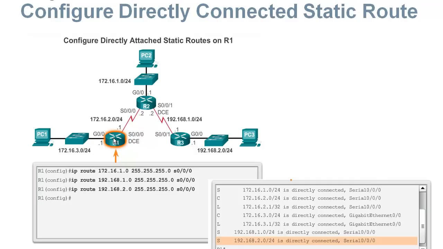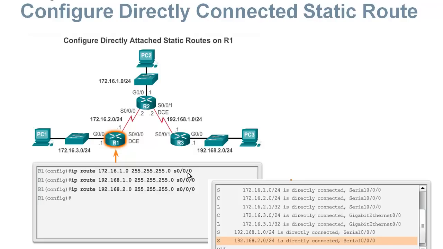So in this case, if I'm trying to get to this network up here, 172.16.1 from R1, it's going to send the data out its serial 0/0/0. So the data is going to come out this port, which means it has to go to R2, and then R2 is locally connected to that. So that's a static route: ip route, the network you're trying to get to, then either your exit interface or the next hop IP address.